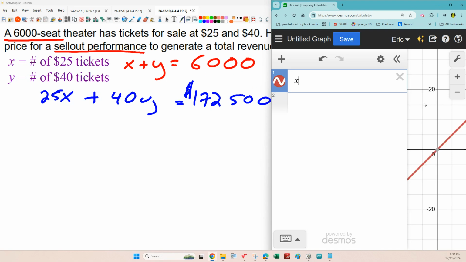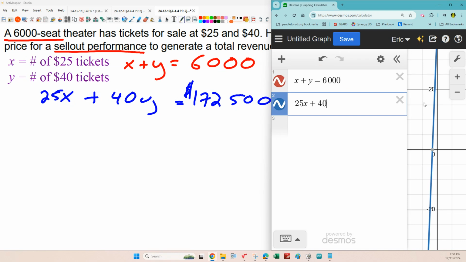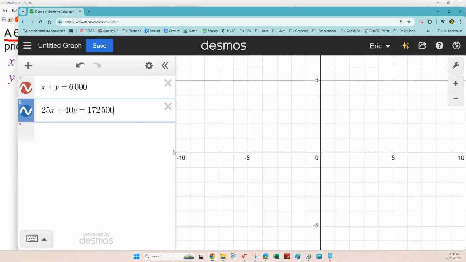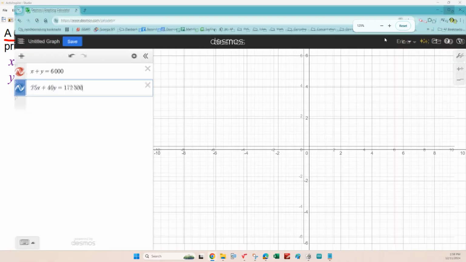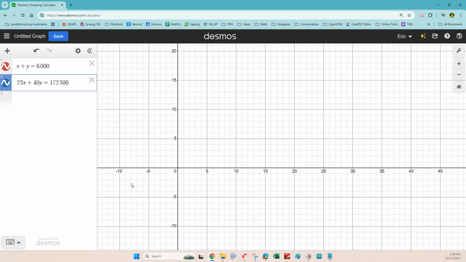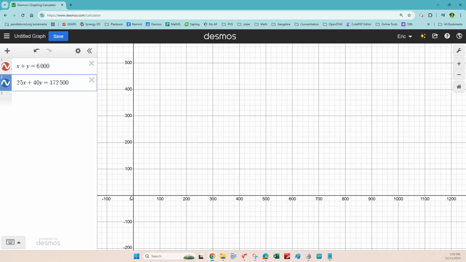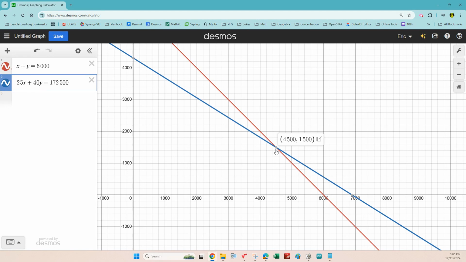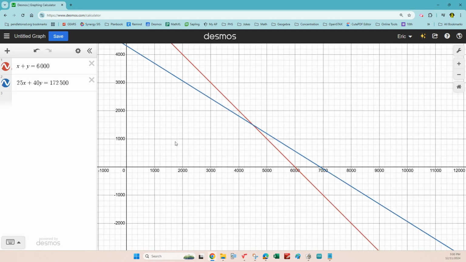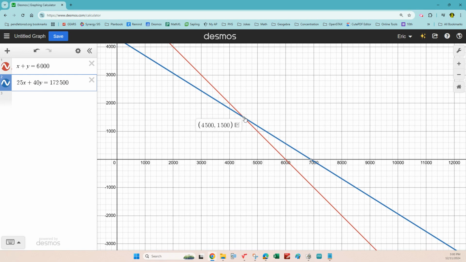So first one, we would just do x plus y equals 6,000. Second one, we would do 25x plus 40y equals 172,500. Okay, now that's going to be a pretty big graph. I'm going to have to probably zoom way out to see what's going on, but I can do that if I just keep zooming out. Eventually, I'm going to see those lines, and what I want is the intersection, right? Okay, so let's click that button, and it stores the intersection right there.